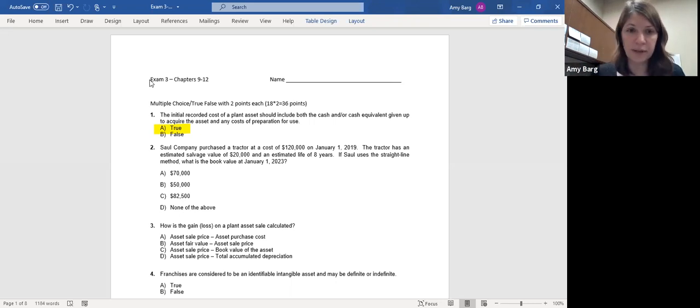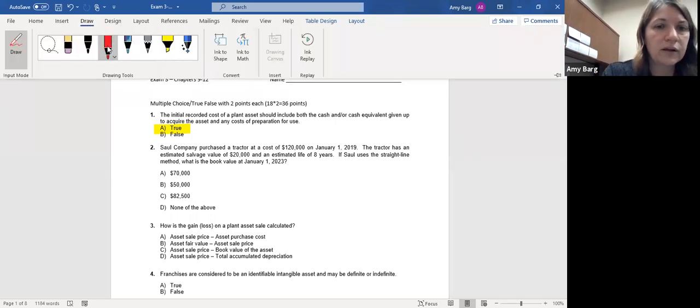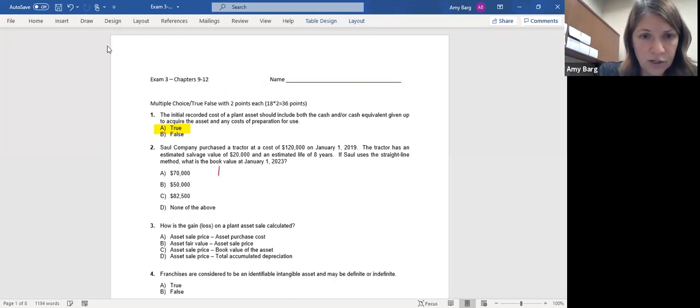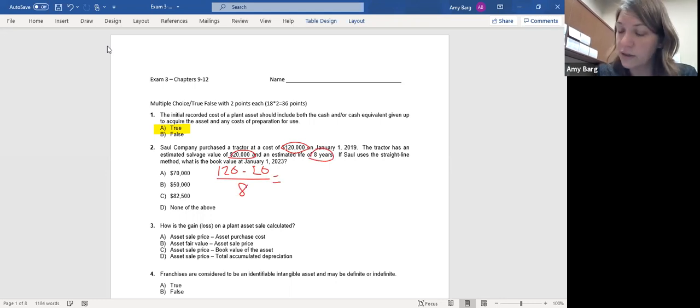All right. The Salt Company purchased a tractor at a cost of $120,000 on January 1st. The tractor has an estimated salvage of $20,000 and an estimated life of 8 years. If Salt uses the straight line method, what is the book value January 1st, 2023? Okay. So straight line method. So we know that this is going to be 120. I'm going to drop the zeros, okay? So it's 120 minus 20. And that's where those numbers came from. And then 8 years. So every single year, you're going to depreciate this by $12,500.